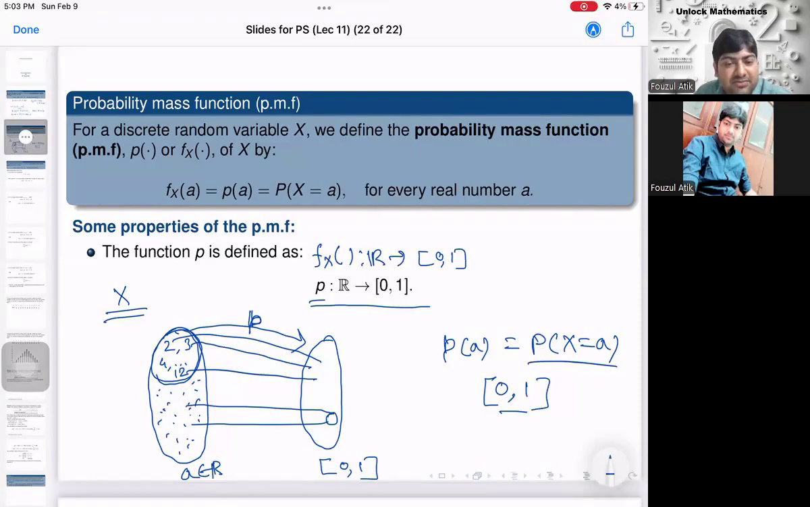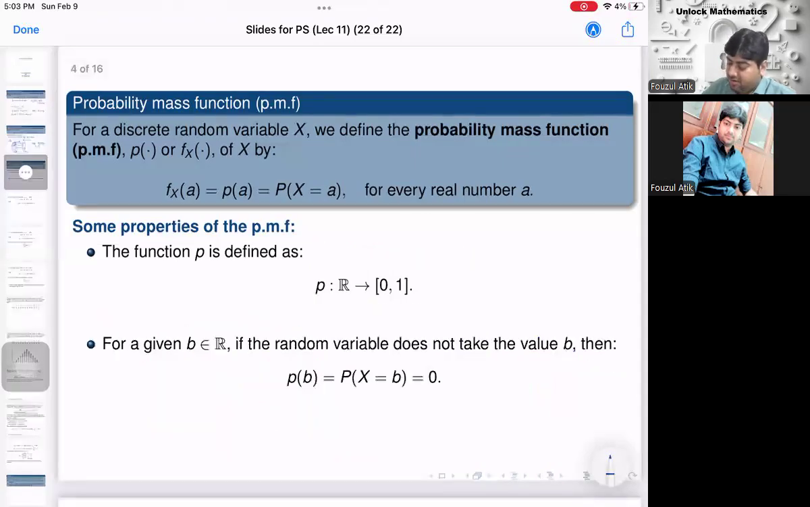So this probability mass function is a function from the real number set to the closed interval 0, 1. And the probability mass function depends on a particular random variable of a particular experiment, right? Some properties we have already seen. This is a function from R to 0, 1.